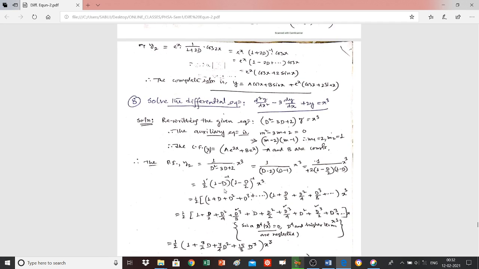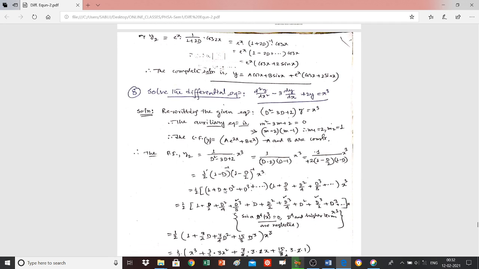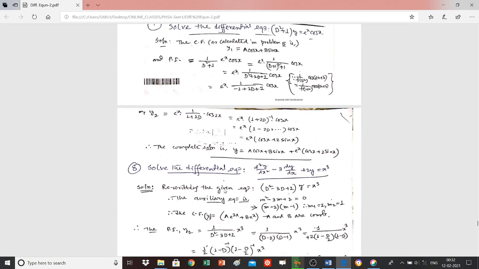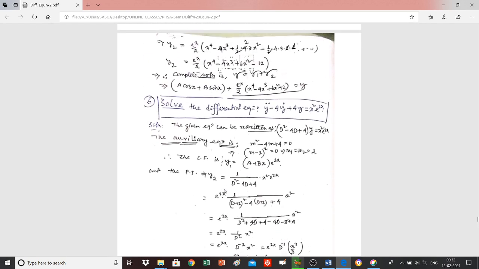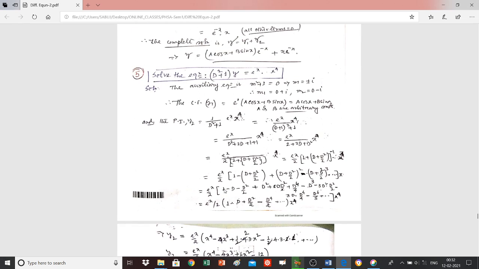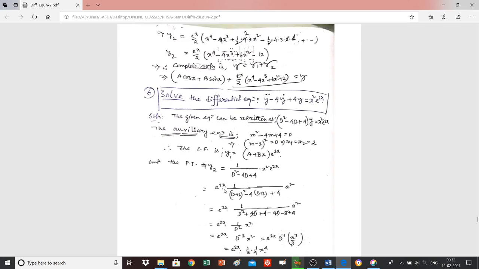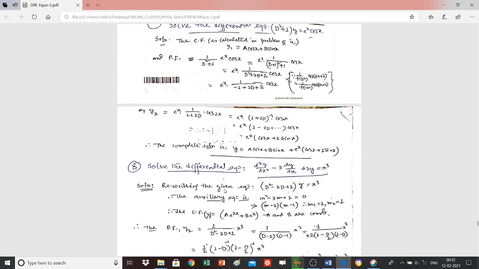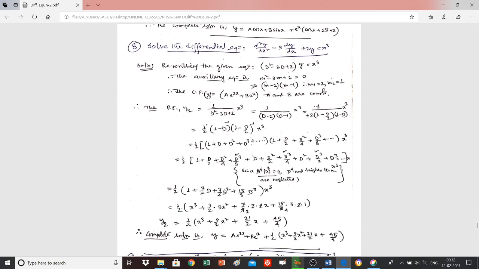Here is another example. This example is somewhat like this one, equation 5, problem 5. Here you see that we have calculated the complementary function as this: m1 is 2 and m2 is equal to 1. So y complementary function is equal to a e to the 2x plus b e to the power x. And the particular integral is 1 by d squared minus 3d plus 2 of x cubed.